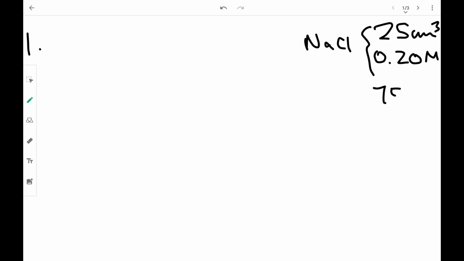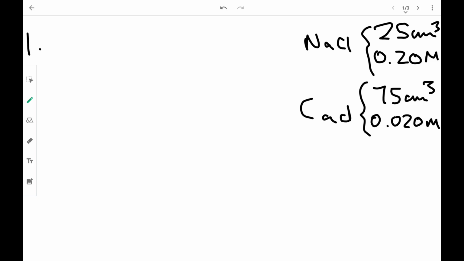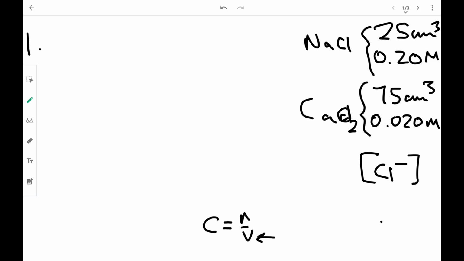So for number 1, you have 25 cm³ and 0.20 moles of NaCl. You also have 75 cm³ of 0.020 moles of CaCl2, and you need to calculate the concentration of Cl⁻. Because no reaction takes place, you can just use the equation C equals n over V. V is already given. You need to calculate n to get the concentration.